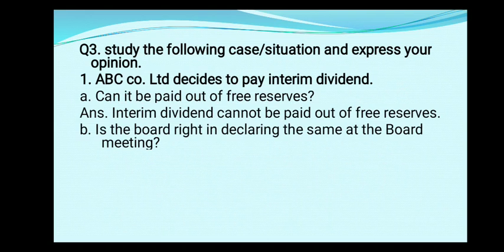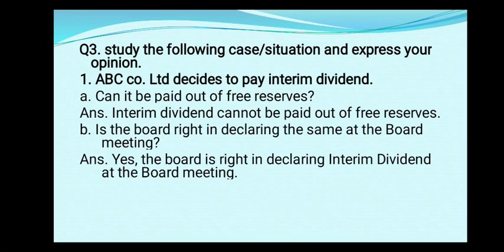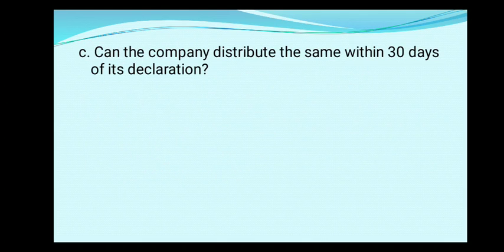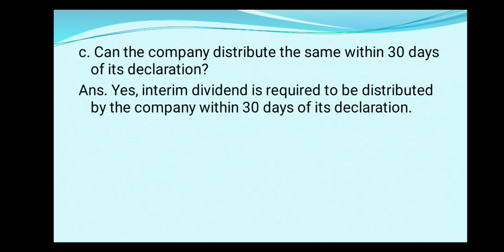Then second question is, is the board right in declaring the same at the board meeting? Yes, the board is right in declaring interim dividend at the board meeting. The board meeting has to pass resolution for declaring the interim dividend. Okay? Then our third question is, can the company distribute the same within 30 days of its declaration? Yes. Interim dividend is required to be distributed by the company within 30 days of its declaration.